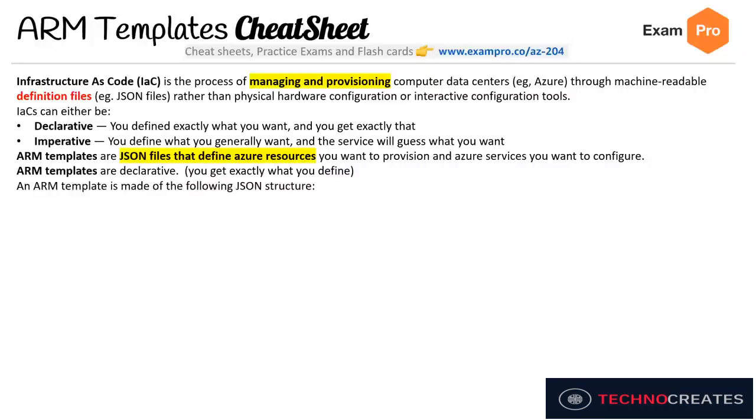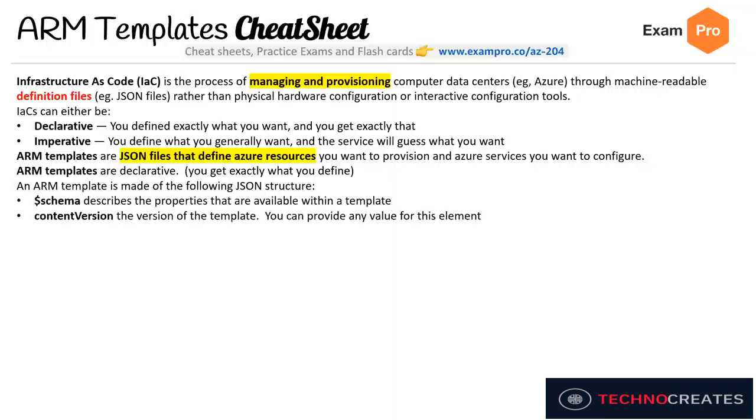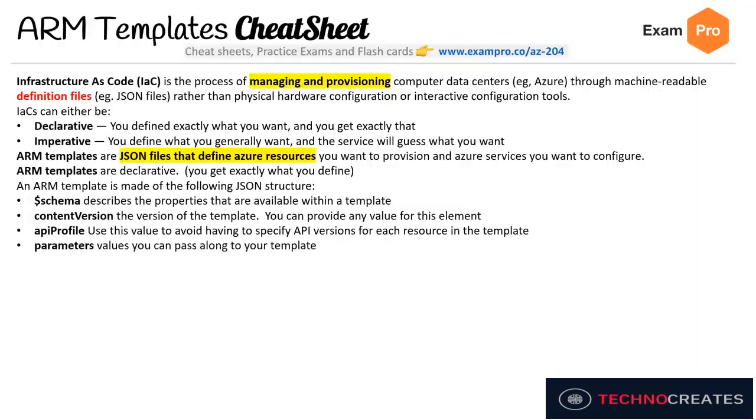An ARM template is made of the following JSON structure. You should know the structure pretty well because you might see questions where they're showing you that code, so be sure you know all these parts. Schema describes the properties that are available within a template. Content version is the version of the template; you can provide any value for this element. API profile uses a value to avoid having to specify API versions for each resource in the template.